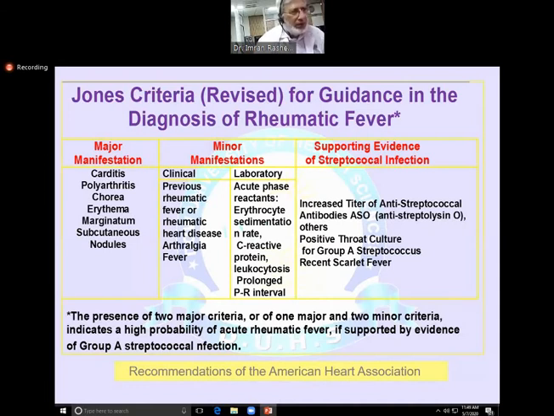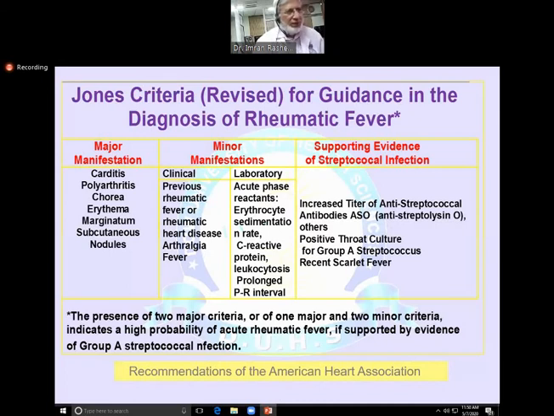So how do you diagnose rheumatic fever on the basis of Jones criteria? You need 2 major criteria, or if 2 major criteria are not available, then the second option would be, if the patient is having 1 major criterion, and out of those minor manifestations, 2 minor criteria are present in the child, and there is supporting evidence of streptococcal infection in the form of raised ASO titer or throat swab culture which is positive for group A streptococcus, or recent scarlet fever. Any one of them, if it is present, that will be supporting evidence of group A streptococcal infection.